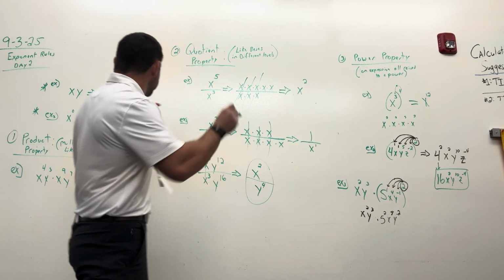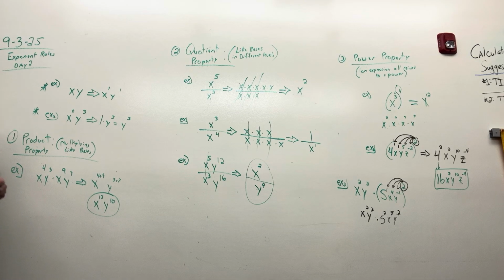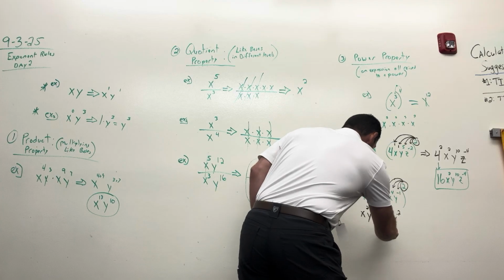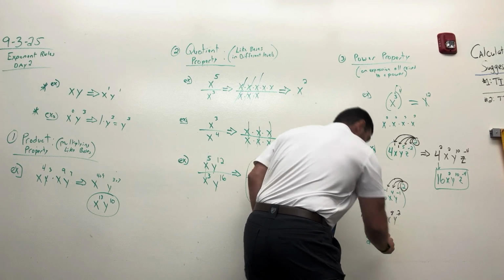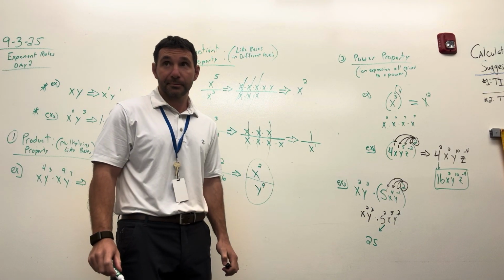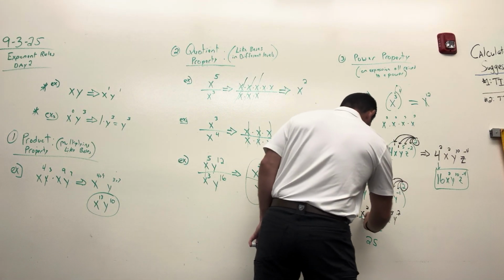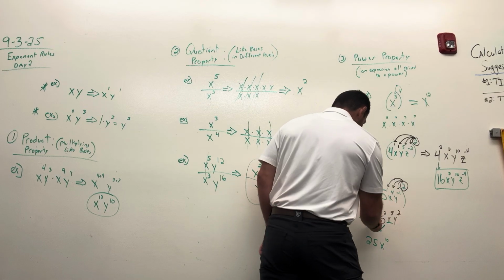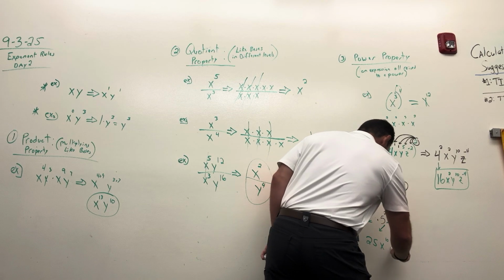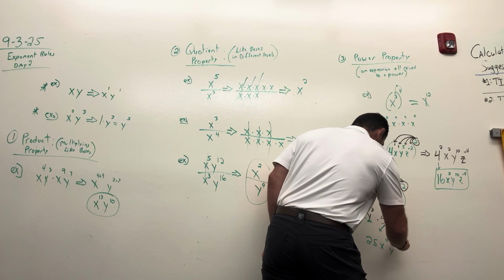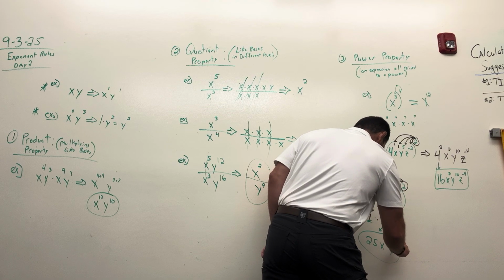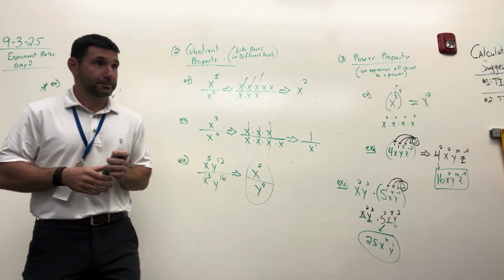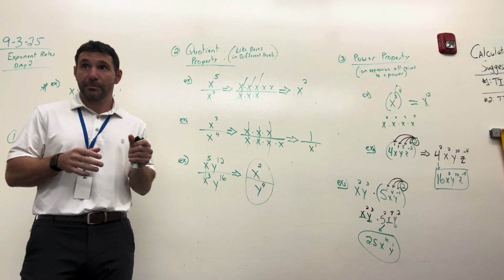Okay? Now, I can do the product property, which is multiplying like bases. So first, I have to simplify my numbers. 5 squared is 25. Then I have an x and an x. I keep the base. 2 plus 8 is 10. I have a y, I have a y. I keep the base. 3 plus 2 is 1. I can leave it like that, or I can put it as y to the 1st. Either one is correct. How do we feel?